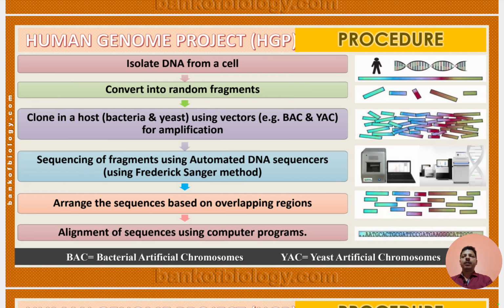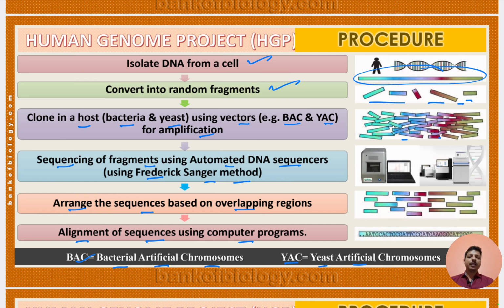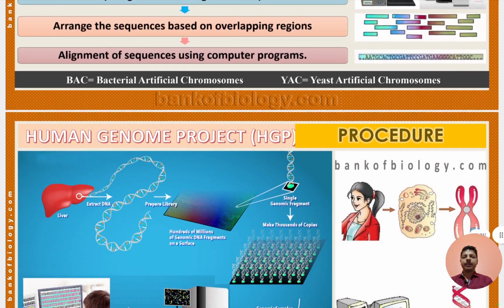Next procedure. First, isolate DNA from a cell and convert it into random fragments, means cut it. As you can see, DNA is isolated, then cut down like this. Clone in a host bacteria or yeast using vectors BAC and YAC for amplification. Sequencing of fragments using an automated DNA sequencer using the Frederick Sanger method. Arrange the sequence based on overlapping regions. Alignment of sequences using computer programs. BAC stands for bacterial artificial chromosomes. YAC stands for yeast artificial chromosomes. Full form is asked in the paper.